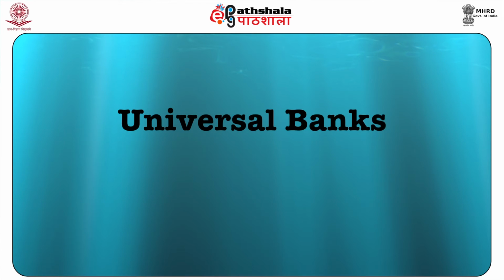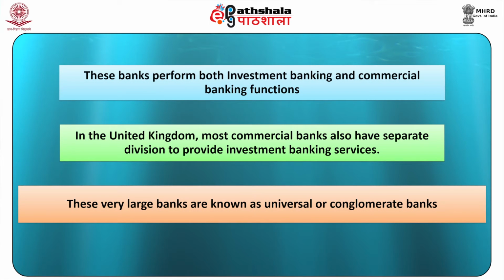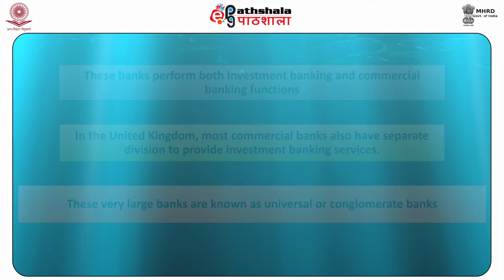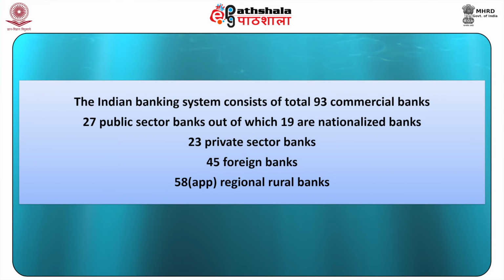Universal banks. These banks perform both investment banking and commercial banking functions. In the United Kingdom, most commercial banks also have separate division to provide investment banking services. These very large banks are known as universal or conglomerate banks. The Indian banking system consists of total 93 commercial banks, out of which 27 public sector banks, out of which 19 are nationalized banks, 23 private sector banks, 45 foreign banks, and approximately 58 regional rural banks.